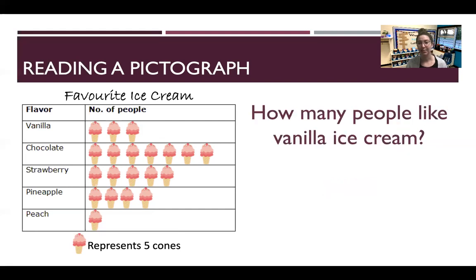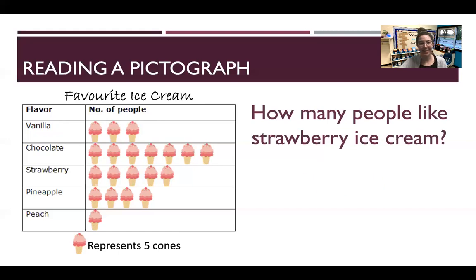Now, it's asking me specific numbers. So how many people like vanilla ice cream? I'm going to find vanilla right at the top, and then I'm going to start counting. We do not count up by 1s. It's not 1, 2, 3 ice cream cones, so 3 people. Nope, good try. You need to make sure that you are counting up by 5s because my key down at the bottom says that it represents 5 people. So I'm going to count 5, 10, 15, and the answer is 15.